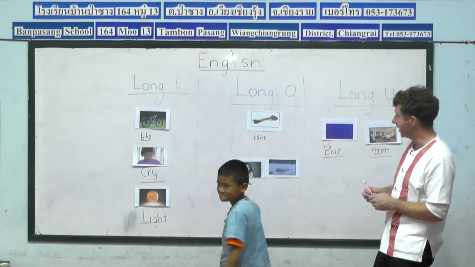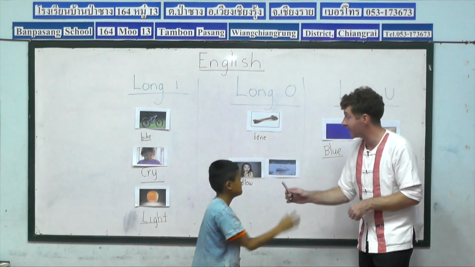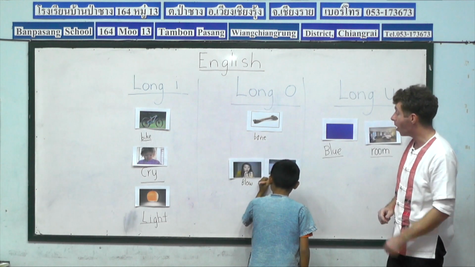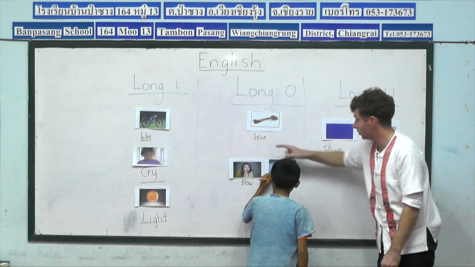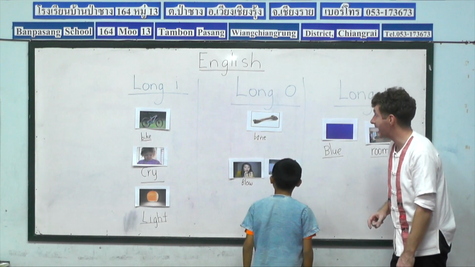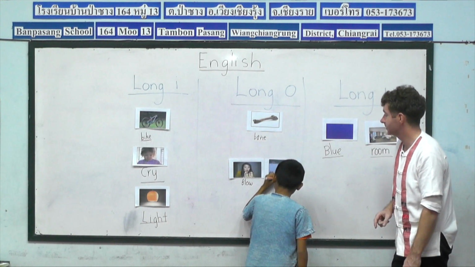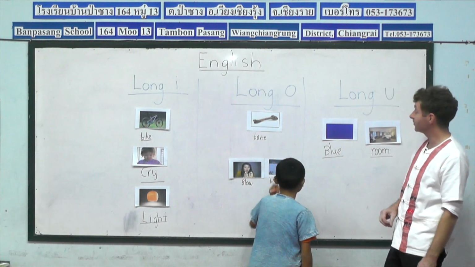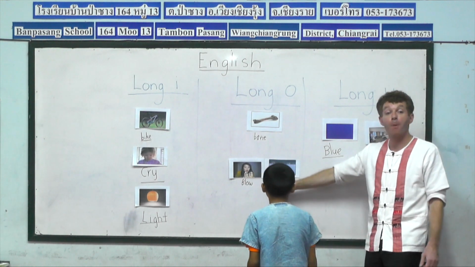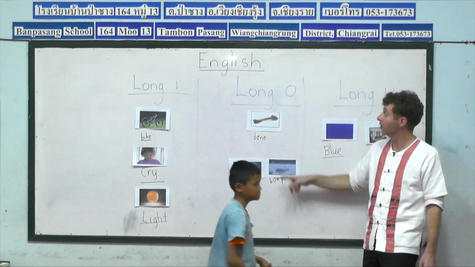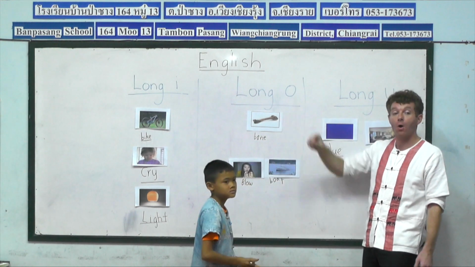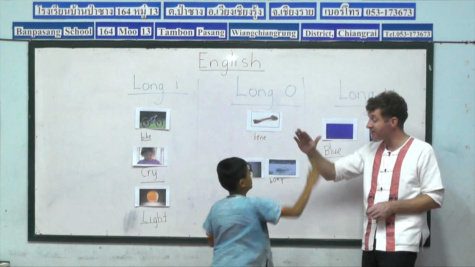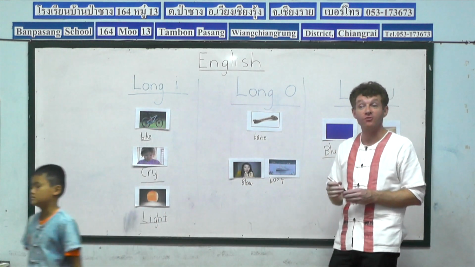Perfect. And then we can spell the word together. So we've got B, O, A, T. Excellent, Chu. Perfect. So, all together, boat. Long O. Chu, that was perfect. High five and a big round of applause for Chu.